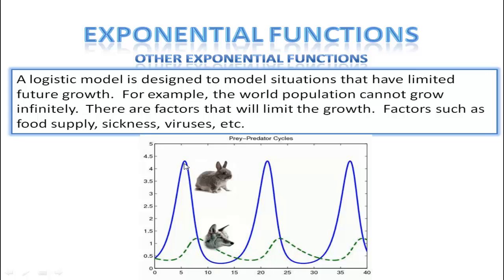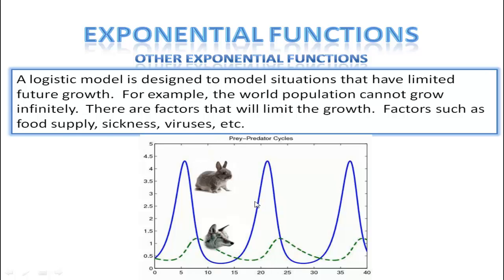Now, when there are a lot of hares, notice how this population of wolves starts growing because there's more food supply. So that means I'll have more wolves because I have more food supply. And then the cycle goes as the predators' population diminishes, the population of hares increase again because there's less predators. So this is a more realistic model of population growth, taking into consideration food supply, sicknesses, and viruses.